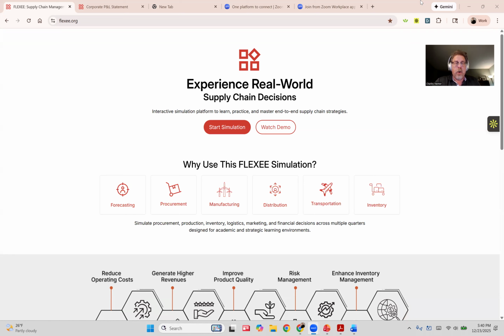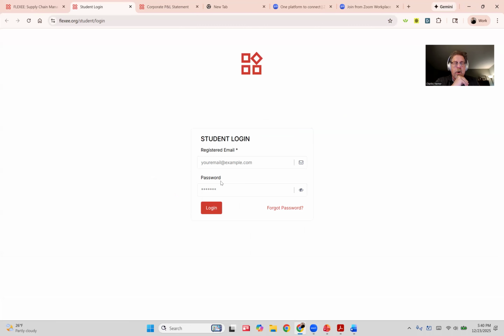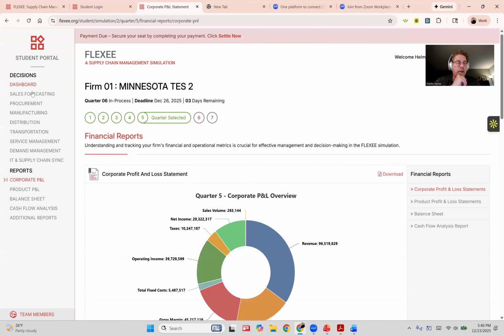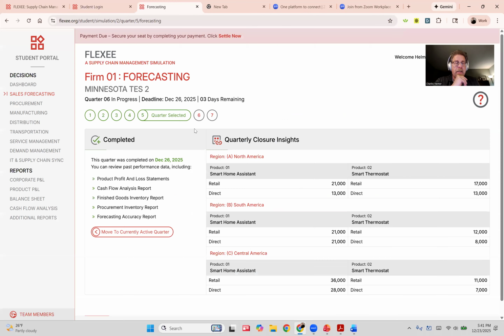Okay? So you see on the screen here, this is the Flexi simulation where you start. When you click on start simulation, it will ask you to put in the email and password that you were given. Where that gets you next will typically be right up here. It starts at the sales forecast screen.